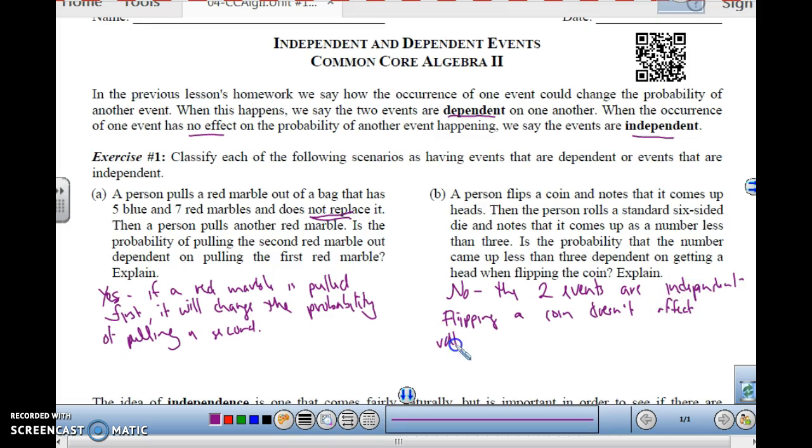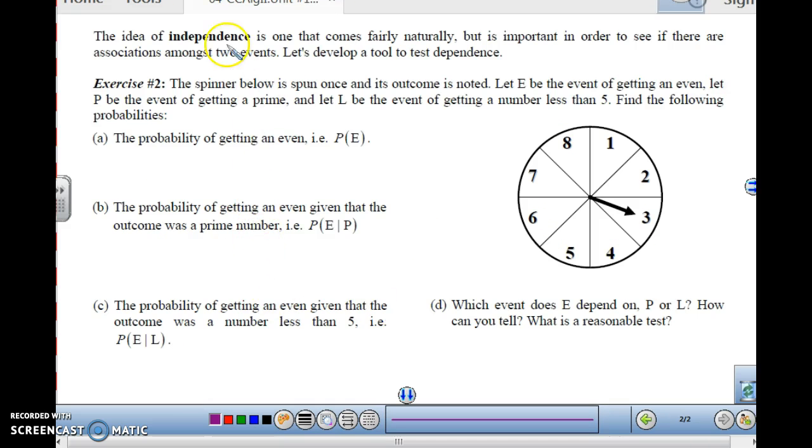So if you roll a die or flip a coin, one has nothing to do with the other. So your probabilities are not going to be affected. So you have to be very careful of whether events are dependent or independent. Does one probability affect the other probability? Now, the idea of independence is one that comes fairly naturally, but it is important in order to see that there are associations among two events. Let's develop a tool to test dependence.